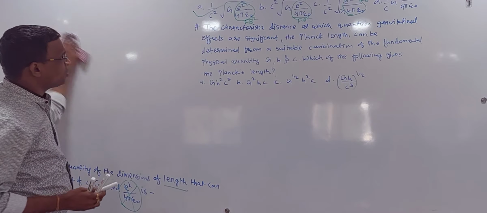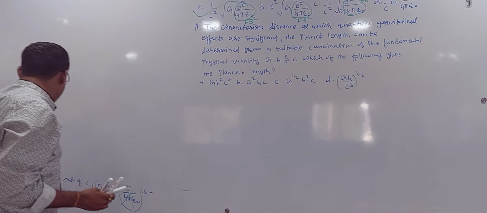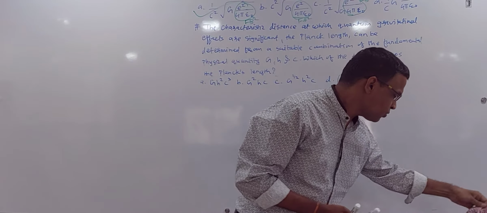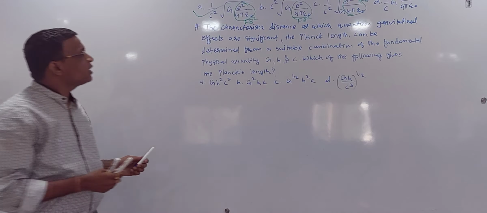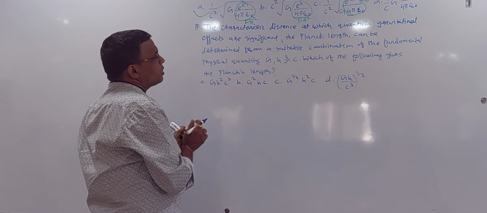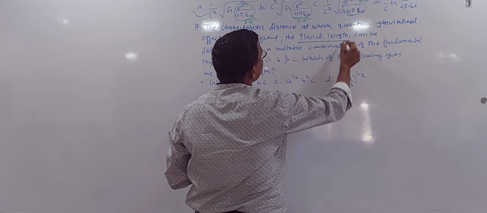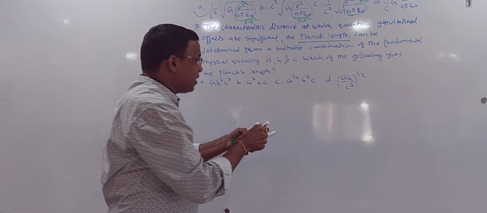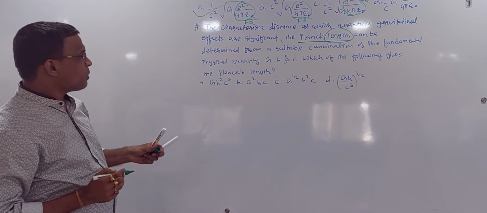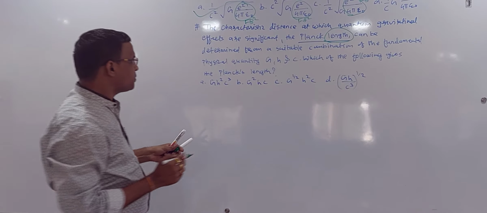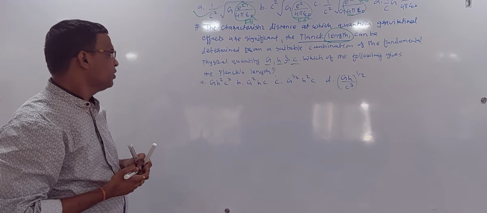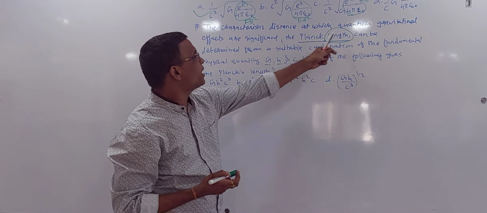Now the last question of the video is of JEE Mains. Okay, JEE Mains 2018. Is this out of the box? The characteristic distance at which quantum gravitational effects are significant, the Planck's length. It's Planck's constant? No. It is mentioned that it is length, it is not Planck's constant. It can be determined from a suitable combination of the fundamental physical quantities G and C. H is what? Planck's constant. So here we have to arrange G, H and C to make length.